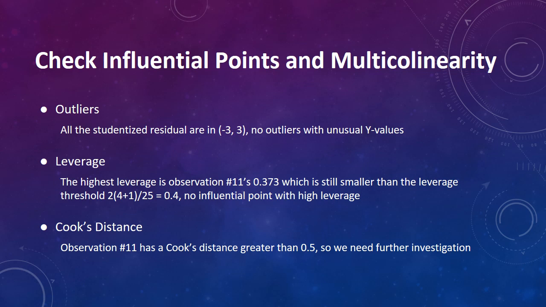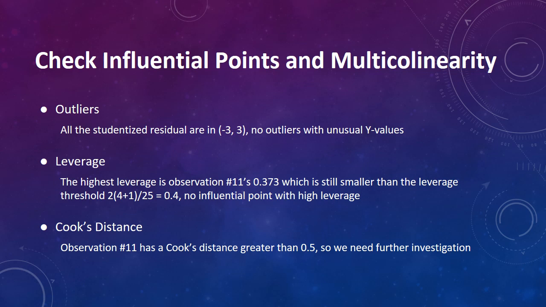And then we want to start to check for influential points. First, let's see the outliers. All the studentized residuals are within -3 and 3, so there are no outliers with unusual y value. Then we can see the leverage. The highest leverage is observation number 11. It's 0.373, so it is still smaller than the threshold. So there's no influential point with high leverage.